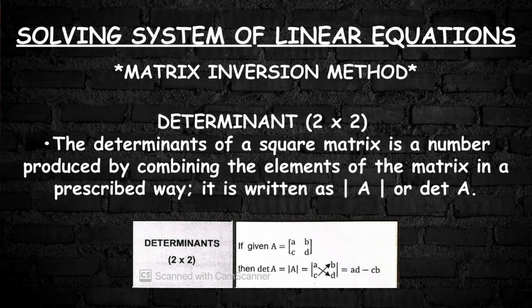Solving system of linear equations. Matrix inversion methods. Determinant 2 by 2. The determinant of a square matrix is a number produced by combining the elements of the matrix in a prescribed way. It is written as det A or |A|. Determinant 2 by 2. If given A equal to the matrix with rows A, B and C, D, then determinant A equal A multiply D minus C multiply B.